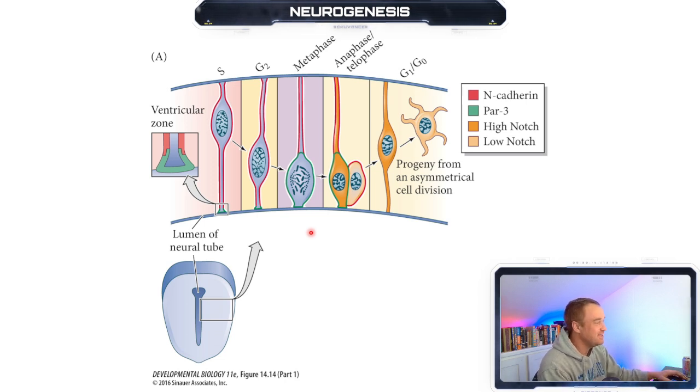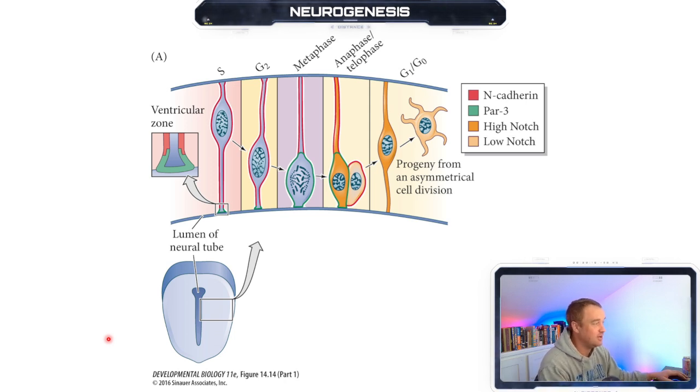All right. So this is just kind of showing this asymmetrical division of radioglia. So remember, we had those radioglia that can form more radioglia, or they can form a different cell type. So this is regulated by this gene called PAR3 and also Notch. Depending on if there's high Notch or low Notch changes the cell division. So PAR3 as well.